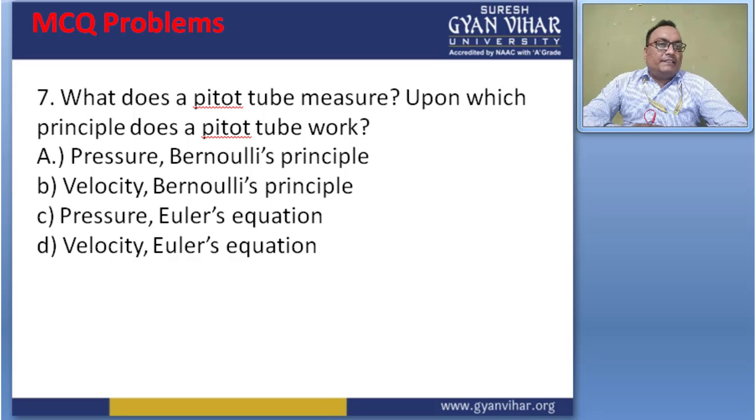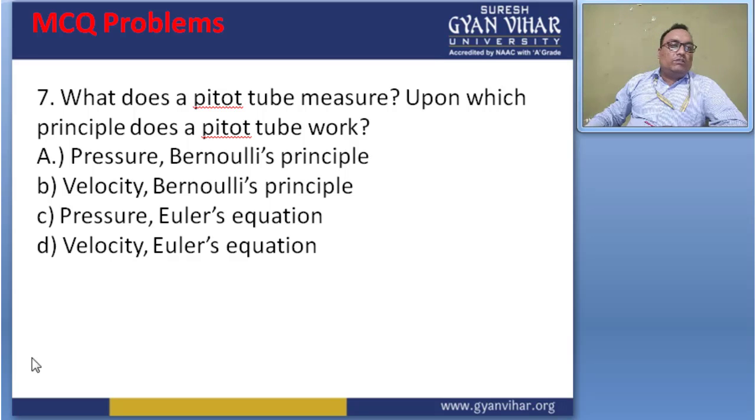Pitot static tube measures the difference in pressure. Which type of difference in pressure? It measures the static and dynamic pressure difference, and it works on the principle of Bernoulli's equation. So the first option is right. A is correct: pressure and Bernoulli's principle. A is the correct answer. And move to the next question, question number 8.